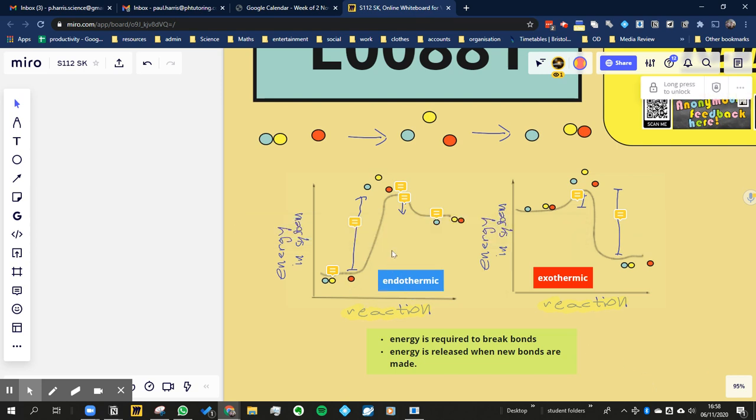It needs to take heat in because making these new products needs more energy. So, breaking this old bond needs more energy than the energy released by making the new substances and the products. Whereas this is exactly the other way around. So that's endothermic. This is exothermic.